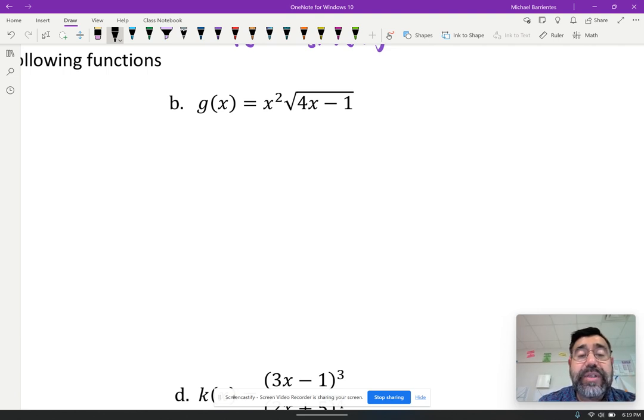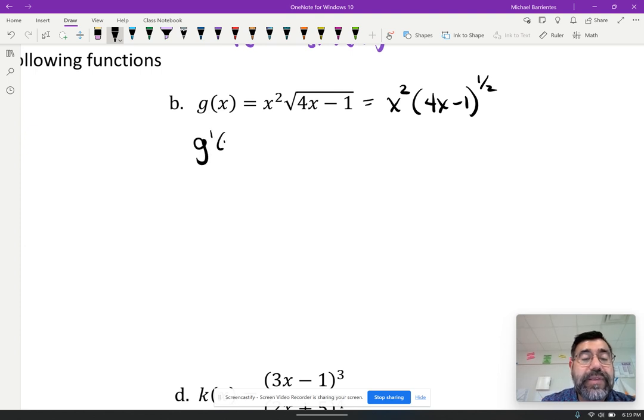Now, I will note I have a square root. So what do we do with square roots? We always rewrite them as 1/2 powers. Great. So now we're going to do the derivative of this.